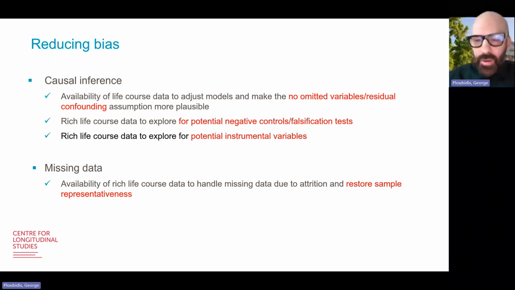And of course, all this keeping in mind that the birth cohorts have very well-known statistical properties, are representative samples of their target population. So all of these things have gold standards in terms of statistical inference, where we can actually reduce bias either because of missing data, or we can make assumptions related to causal inference much more plausible precisely because of the richness of the data.